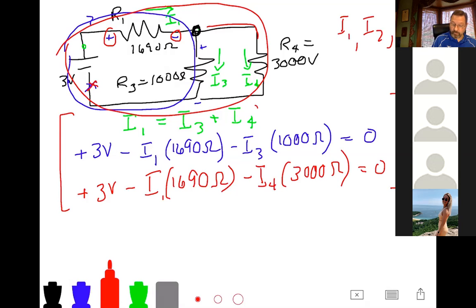And so what you might try here as a strategy is plug in for I1 right there the sum of I3 and I4, and then some sort of linear combination to eliminate either I3 or I4, solve for that, plug back into one of the other equations, plug back into the initial equation, and you should be able to get the answer. Now, I'm a cheater, so I'm going to show you the shortcut method, okay?